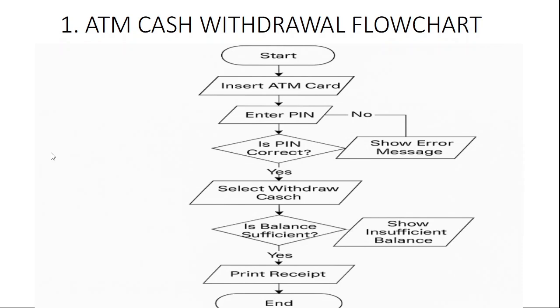The second step is to insert our ATM card. Whenever you want to insert an ATM card, you want to create an input process. You are going to insert your ATM card. So to do that, we represent the input process of inserting our ATM card using a parallelogram shape. The parallelogram shape in a flowchart denotes input.